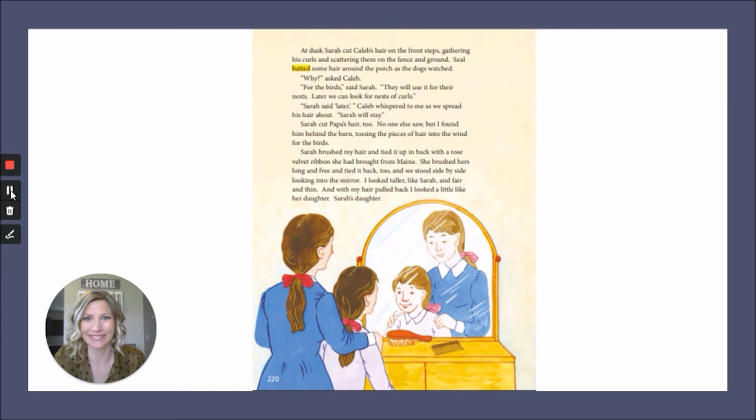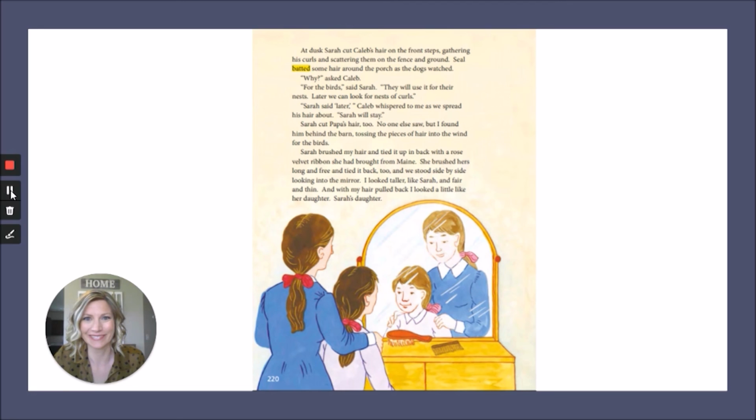At dusk, Sarah cut Caleb's hair on the front steps, gathering his curls and scattering them on the fence and ground. Seal batted some hair around the porch as the dogs watched. "Why?" asked Caleb. "For the birds," said Sarah. "They will use it for their nests. Later we can look for nests of curls." "Sarah said later," Caleb whispered to me as we spread his hair about. "Sarah will stay."